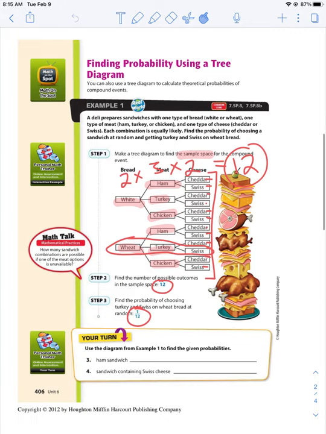All right, pause the video, see if you can do 3 and 4 on your own, and then play it back to see if you got it right.